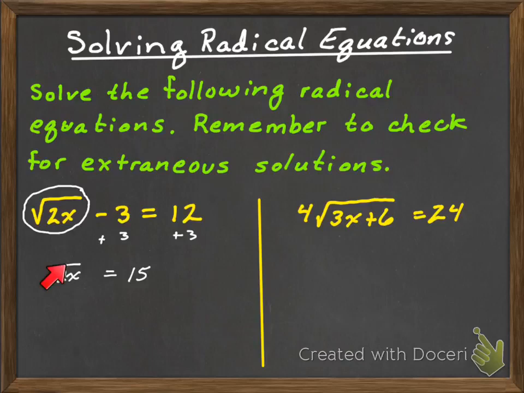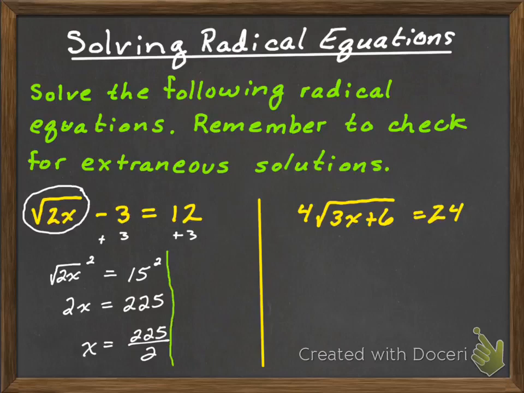We now will get rid of the square root by doing the opposite of that, and the opposite of a square root is going to be squaring both sides of our equation. And when you square the square root, that just cancels it out, leaving you with 2x. And then 15 squared is 225. And that means x is equal to 225 divided by 2. Now, if we want to check our solution, we can by taking that 225 over 2 and plugging it back in for x.